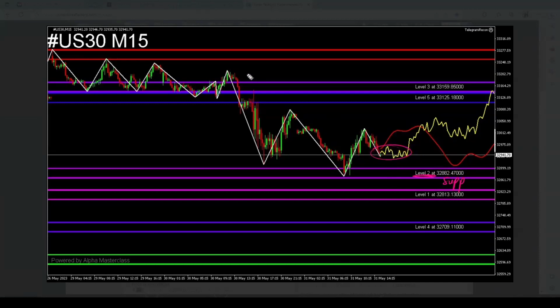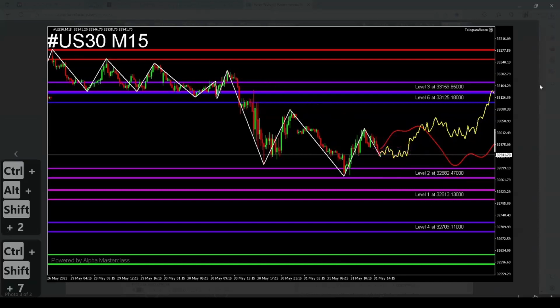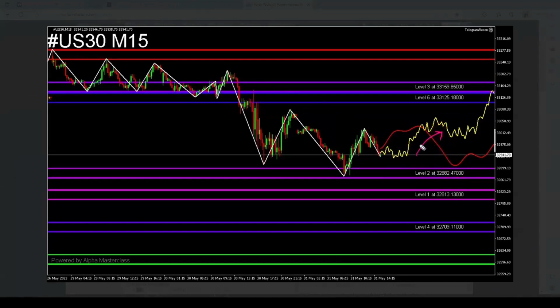Because it's trending, yellow is more accurate. So it assumes that it will get stuck a bit here. Getting stuck a bit also means that it will have a chance to pull back up. So you can sell, but the probability is not that high.